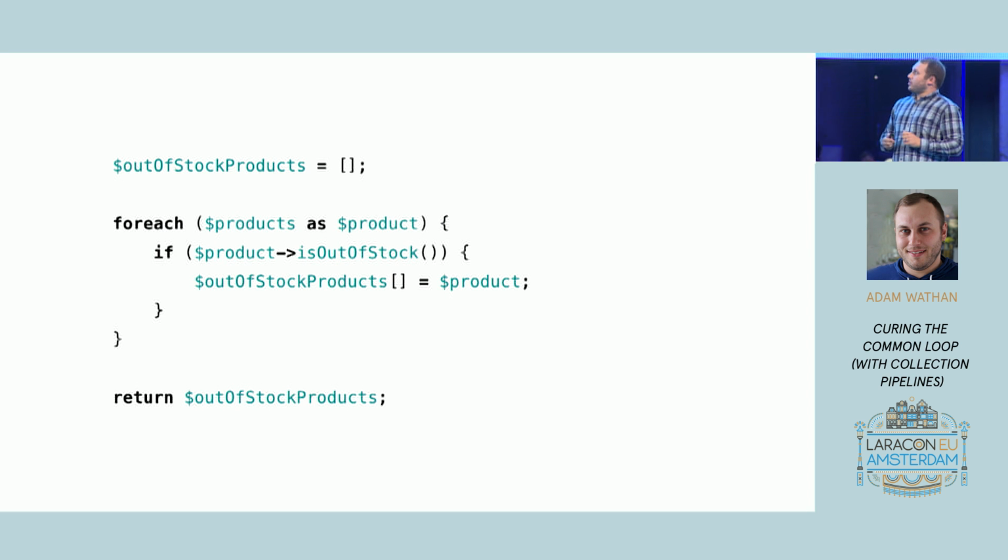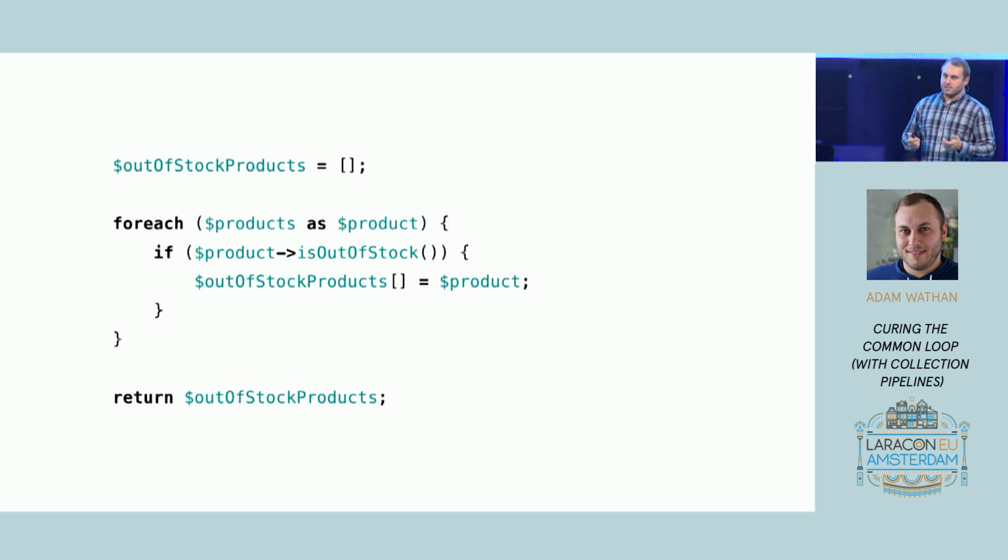Has anyone ever seen code that looks like this before, this general kind of pattern where you start with an empty array, you iterate over some items, you check some condition, and if some item satisfies that condition, it gets put in the new array, but if it doesn't, it gets left out of the new array, and then you return that new array at the end. Seem kind of familiar? So in this case, we're trying to figure out what products are out of stock.